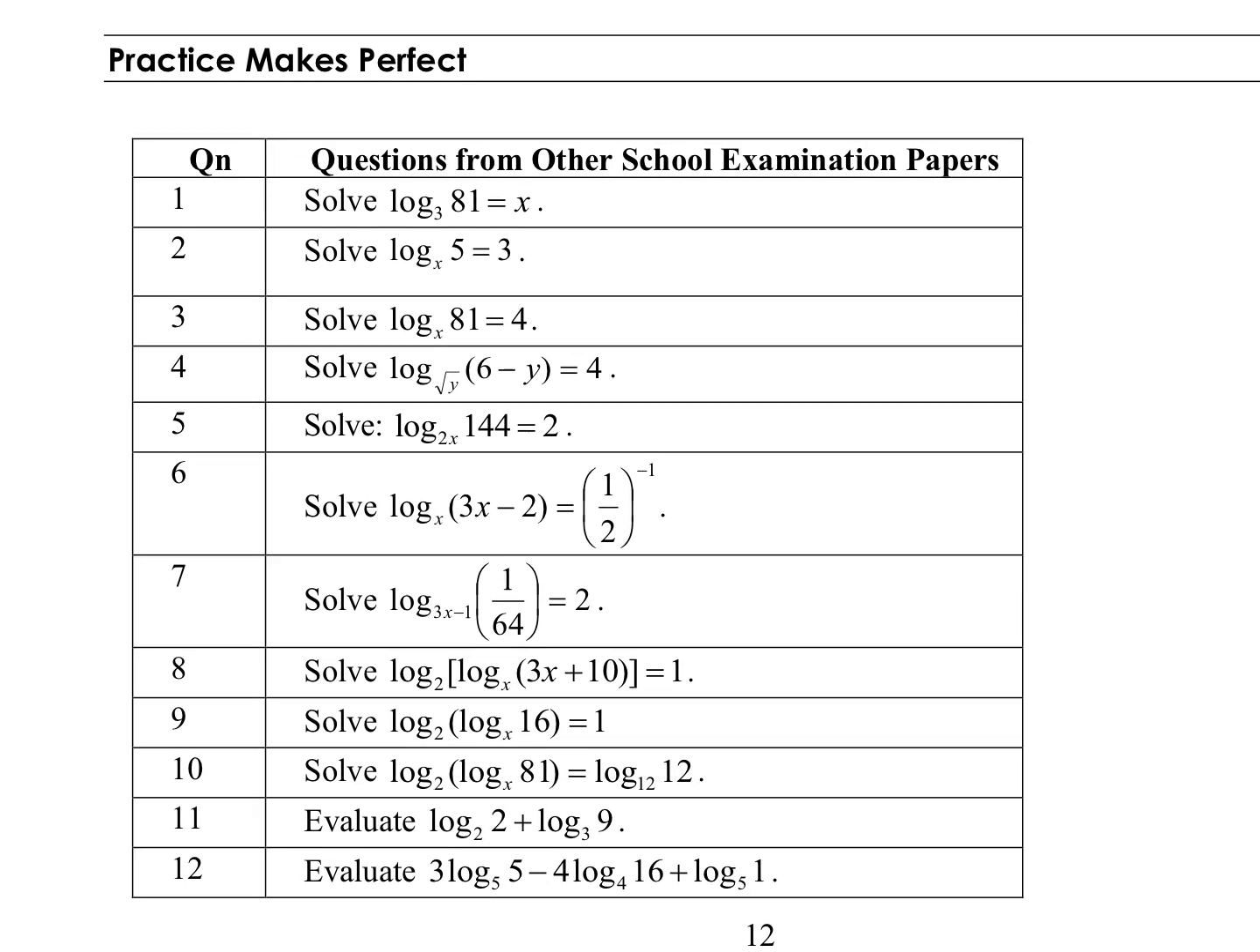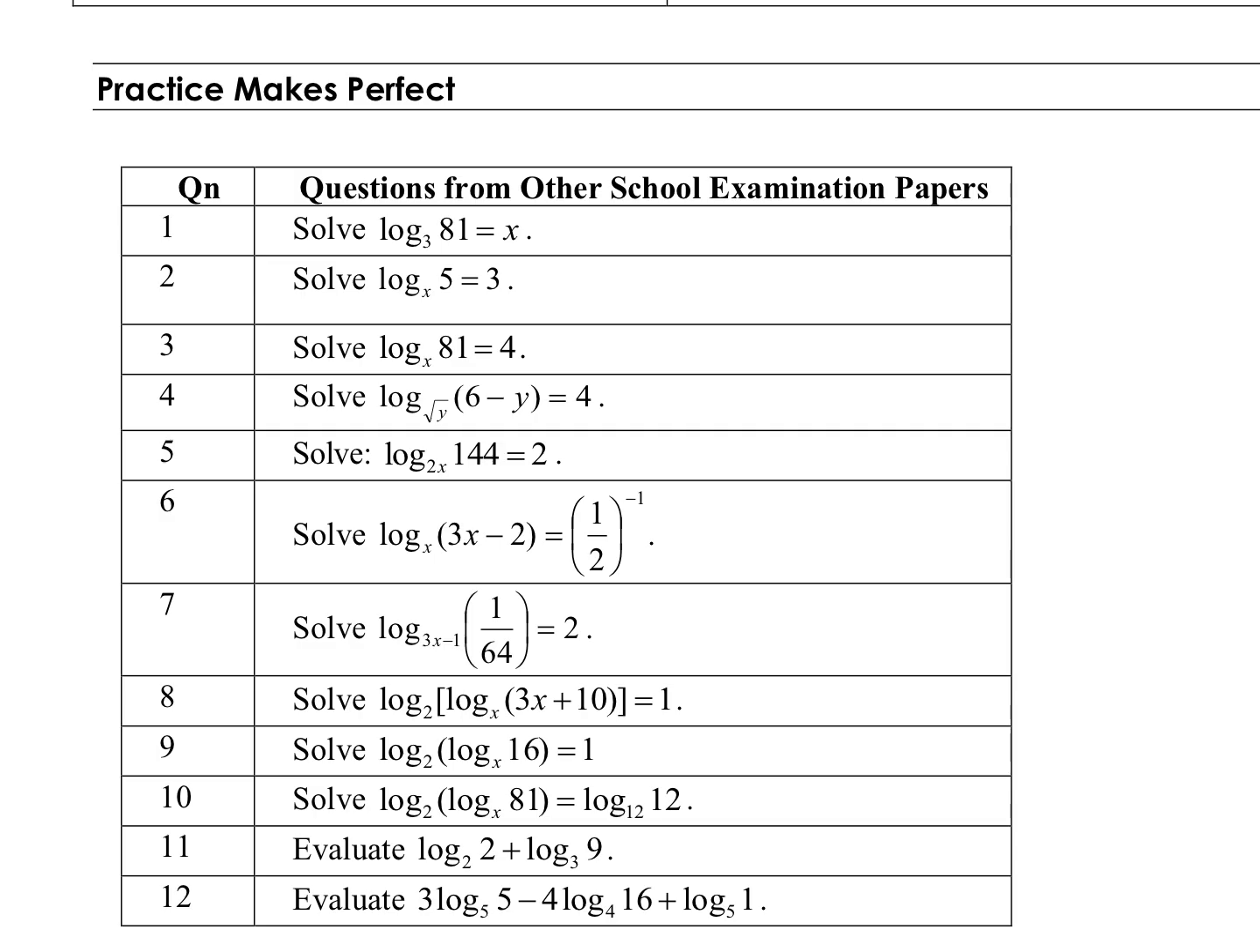Let's try to solve very quickly. First one, push up. So 3 to the power of x is 81. So this one actually is 3 to the power of 4, is it? Yes. Therefore x is 4.